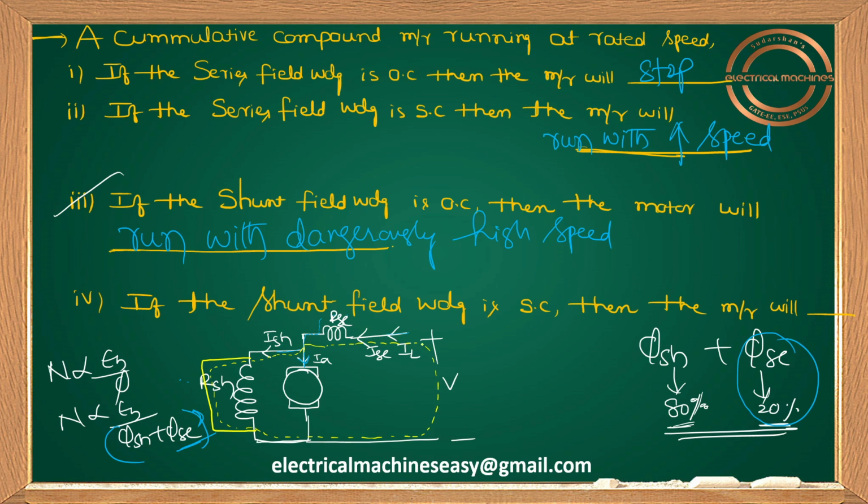There is no current entering into the armature. I_A becomes zero in this case. Yes or no? Current always passes through the low resistance path. So whenever the shunt field winding is short circuited, current takes the path through the short wire across the shunt field winding. There is no current entering into the armature winding. So obviously whenever I_A becomes zero, the motor will stop. Simple. This is about the cumulative compound motor.